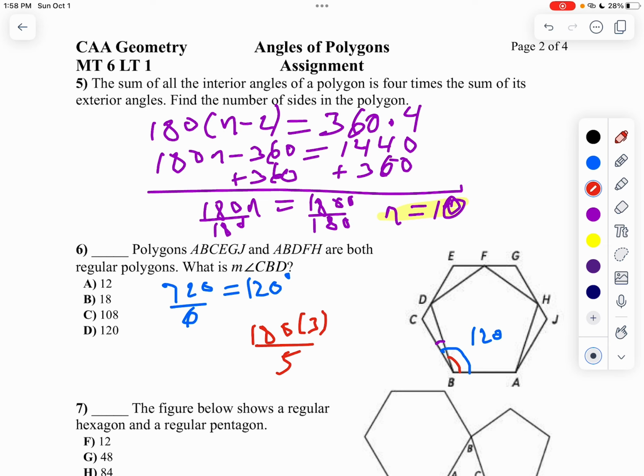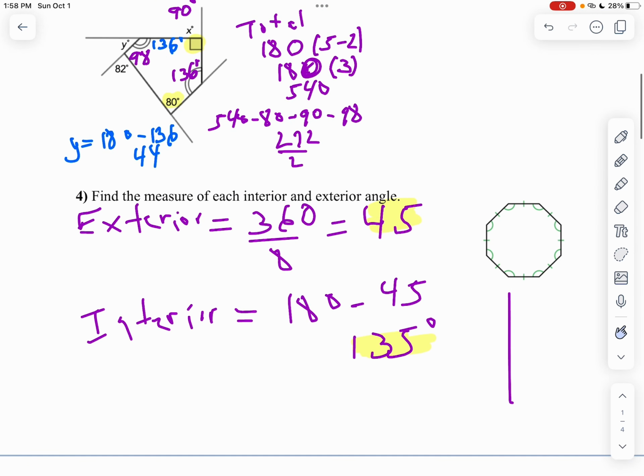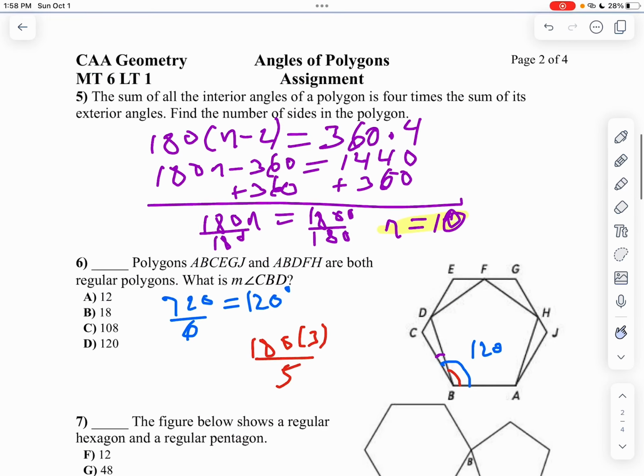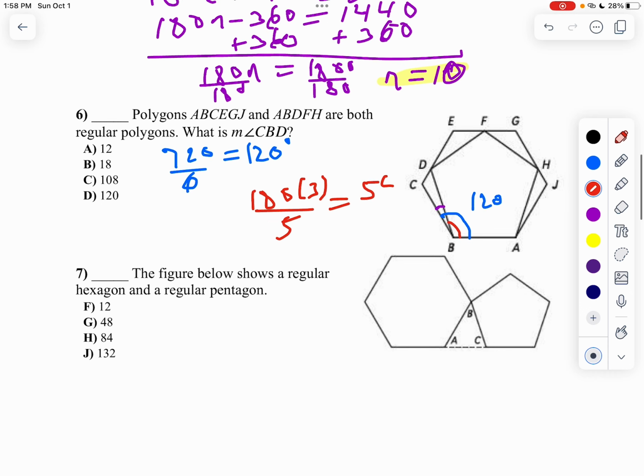Now, didn't we just do 180 times 3 on the previous page? Maybe we didn't. Thought we did. Oh yeah, 540. So you take 540 divided by 5, and my red angle is going to be 108 degrees. Well, what do I do to find that? We take 180 minus 108. We end up with 12 degrees.